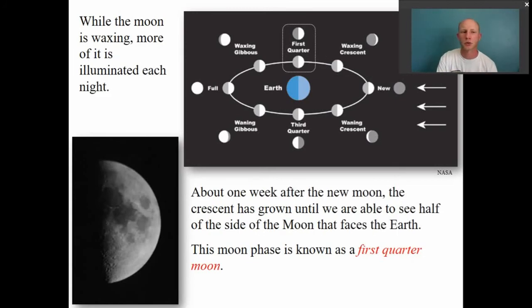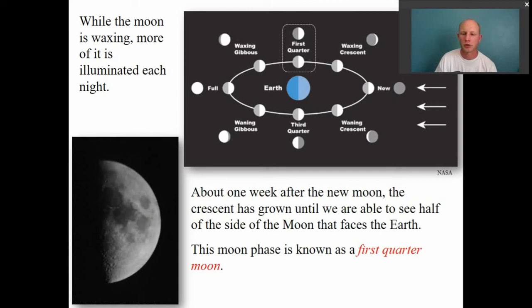All right, now we're at the first quarter. While the moon is waxing, more of it is illuminated each night. So now we only see half of it. Again, half of the moon is always being illuminated, but now we're able to see a quarter of that illumination, right? If I'm looking at this picture, on the other side is the other quarter that's illuminated. We just can't see it.